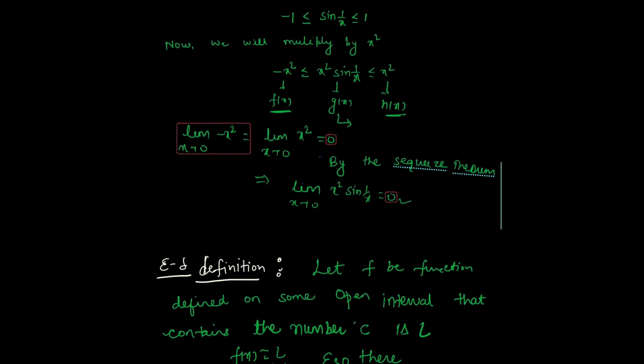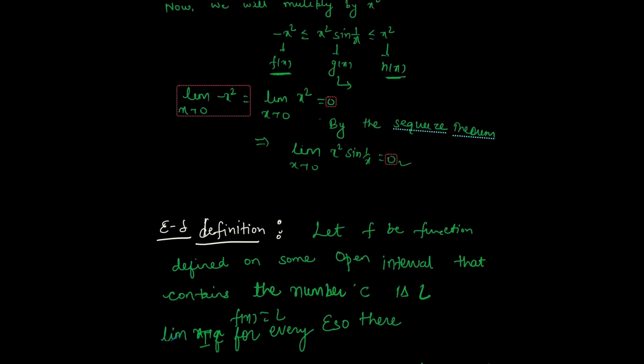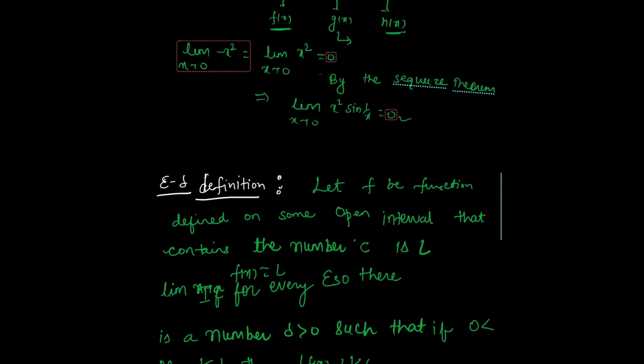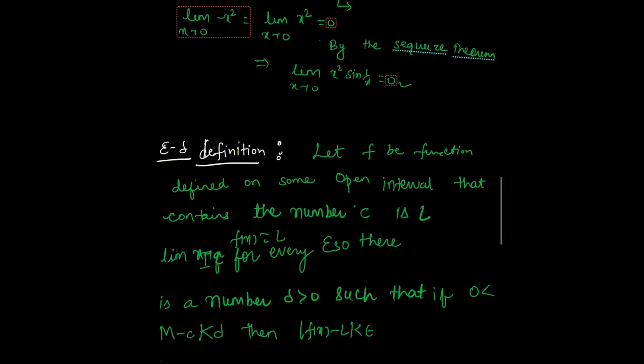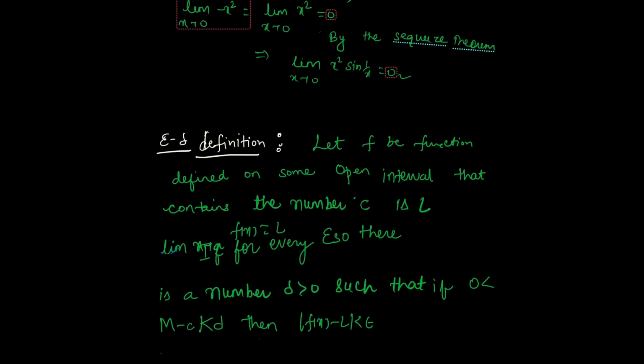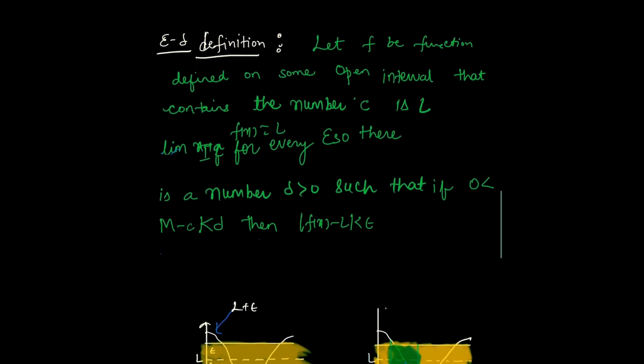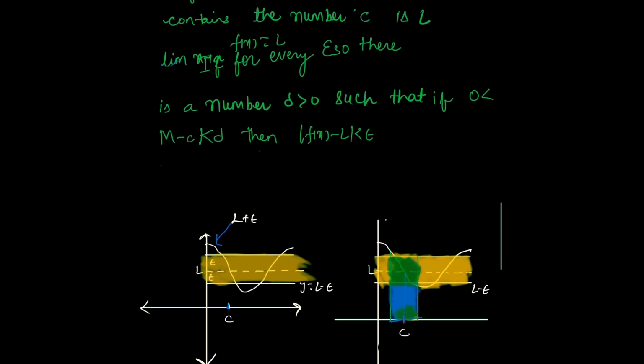Next is the epsilon delta definition, which is another way to represent the limit of a function: when x approaches c, then f(x) approaches l. So the representation is like that. Let f be any function which is defined on any interval that contains the number c. So we will see this geometrically.